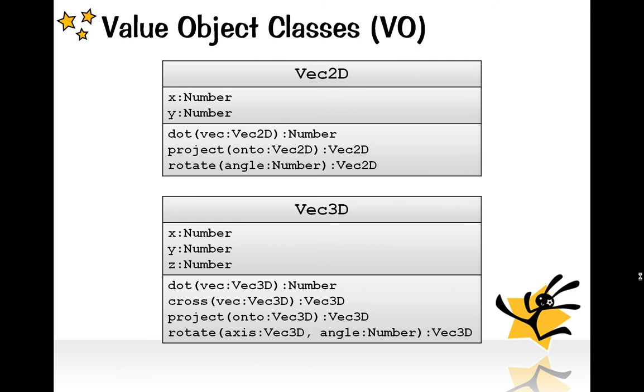Now next I'm going to go through some value object classes, which are only for storing numerical data and some basic operations. So here are the Vec2D and Vec3D classes. These are for storing 2D and 3D vector data. As you can see, Vec2D stores two numerical values representing the X and Y components, and it also defines some methods for vector operations, including dot product, projection, and rotation. This is the same for Vec3D, only that it has an extra component, which is the Z component. It also defines an extra method for the cross product, because this operation only works for 3D vectors.